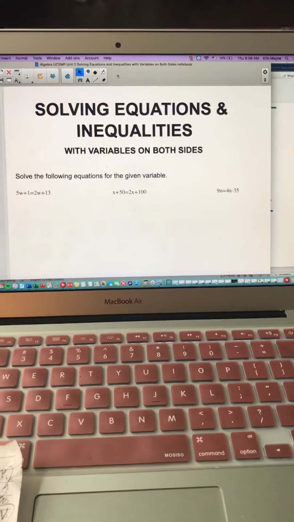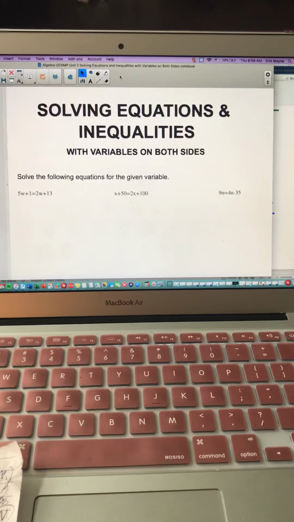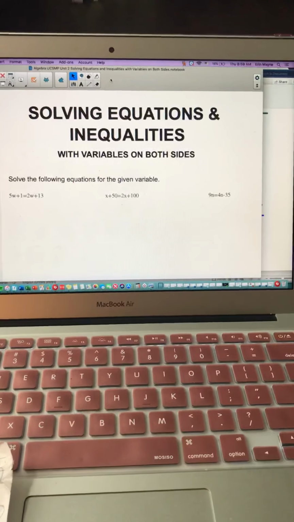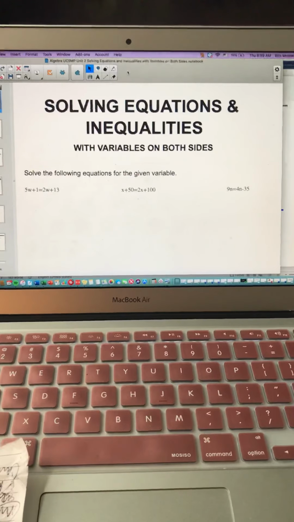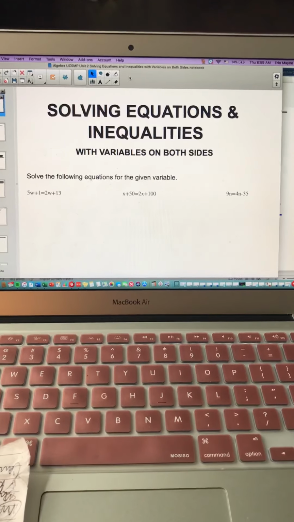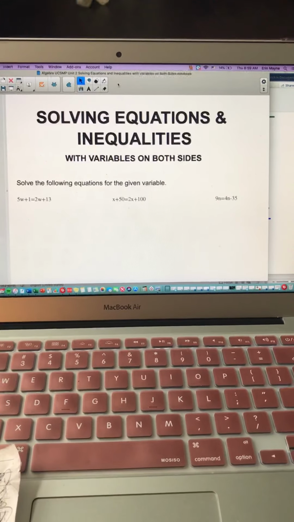The sub will go ahead and do me a favor. If he or she doesn't do this, remind them to give you the actual assignment that you're going to do based off of these notes when you're done watching. It'll also be posted on Schoology.